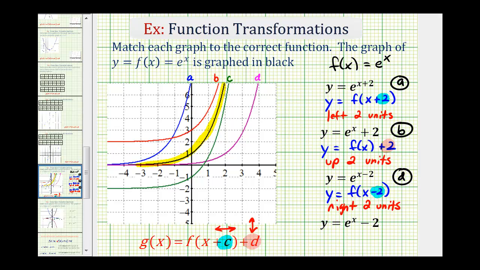And then for our last example, we can write y equals f of x, minus 2. Therefore, d is negative 2, which means the graph would be shifted down 2 units, which would give us the green graph, or graph C.